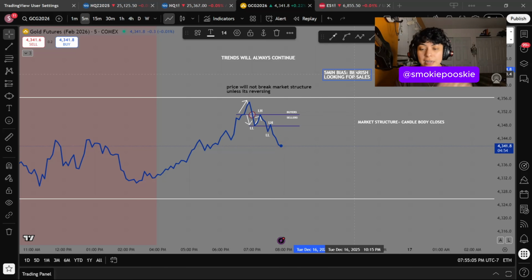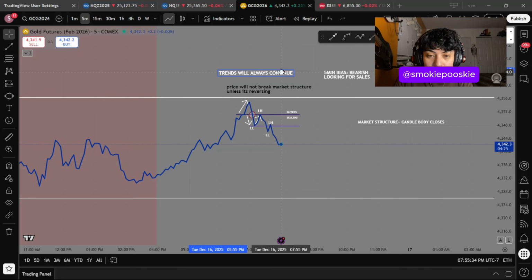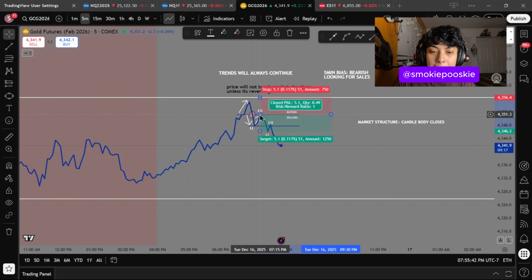Okay, so that's why you care about your 5-minute bias and your 1-minute bias, because now is when you're going to start to enter in your trades and execute on your trades, right? Okay, so where could we have entered on this trade precisely, right? So we could have entered right on this level right here, right?